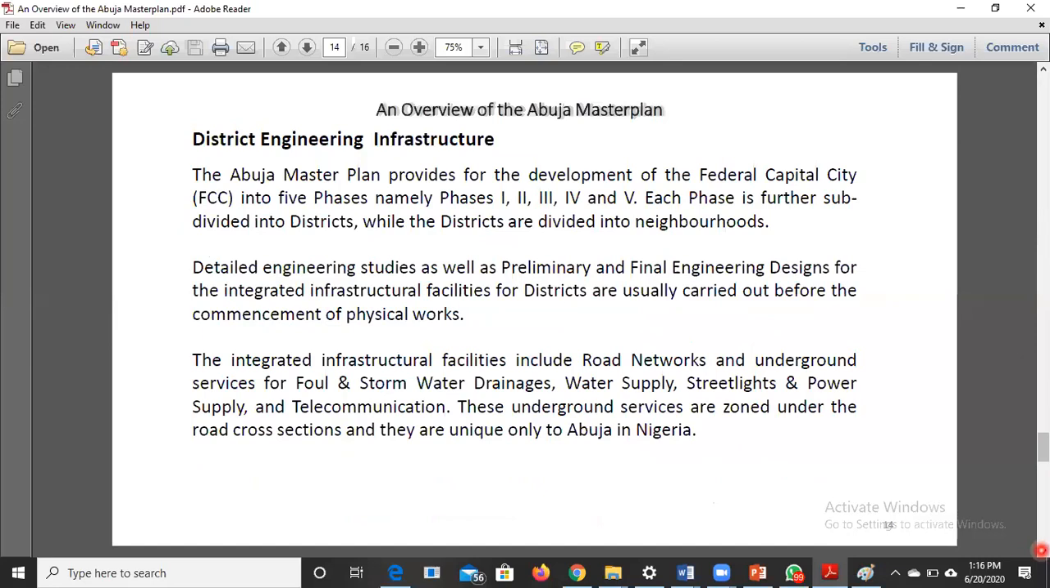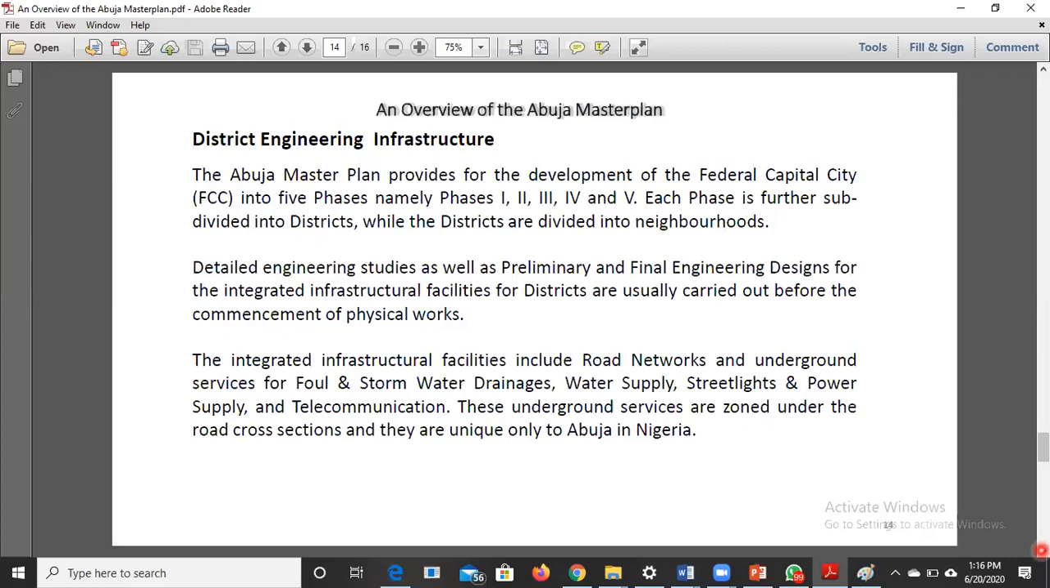And they were designed all together and built at the same time. The road networks are there, and then the underground system services. The underground services include power and stormwater drainages, water supply, street lights and power supply, and then the telecom. Underground, meaning they are under the ground, actually. So the foul and stormwater drainages are sewer pipes. They are under the ground.